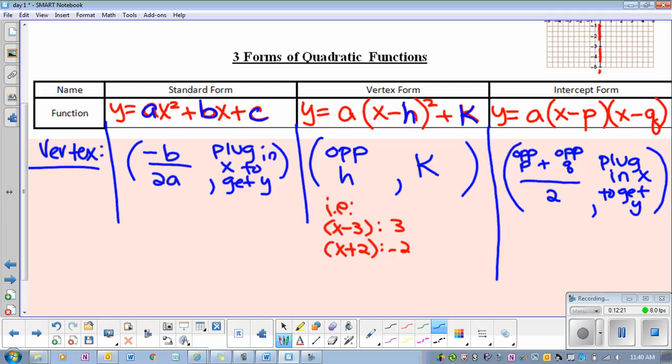So for standard and intercept form, we're finding the x, plugging it in to get our y. Vertex form is the only one where we can just get x and y straight. Does that make sense? Plus opposite q. You're getting those numbers from inside the parentheses with your x. All right?